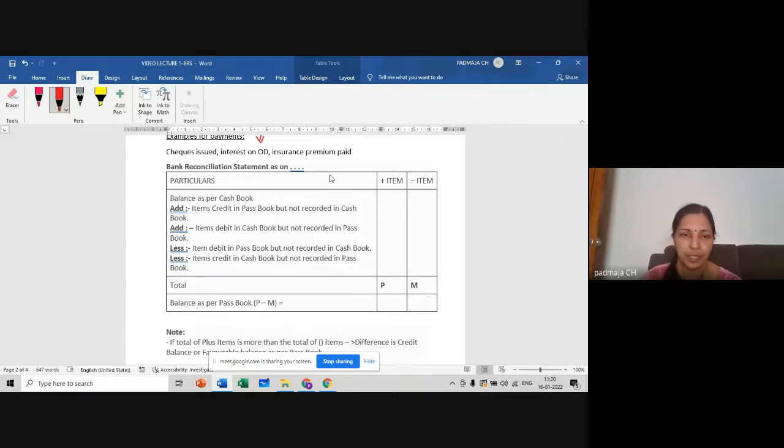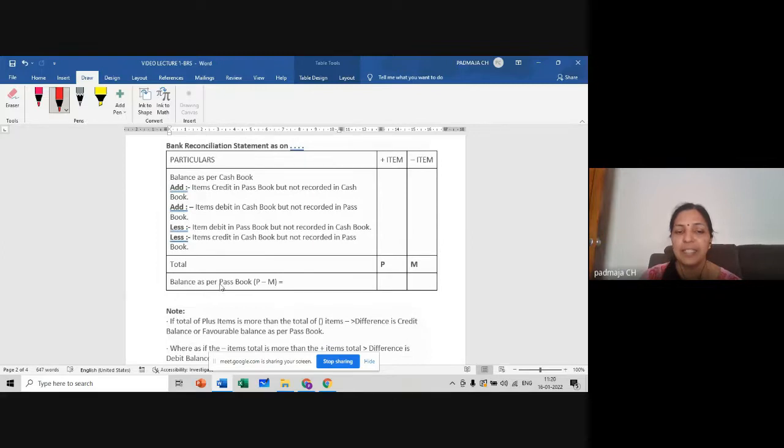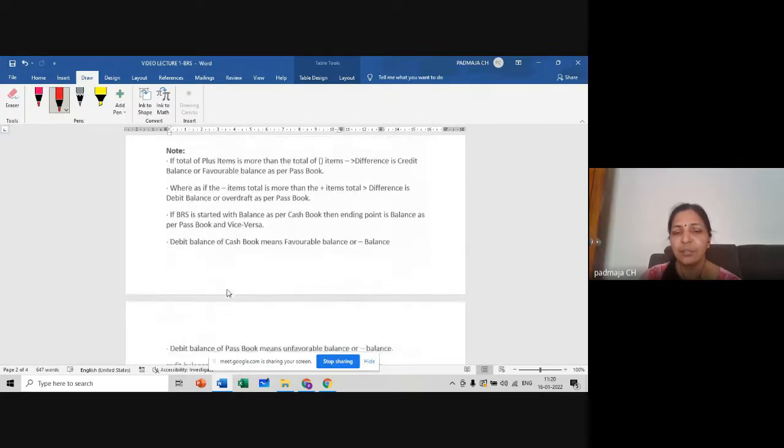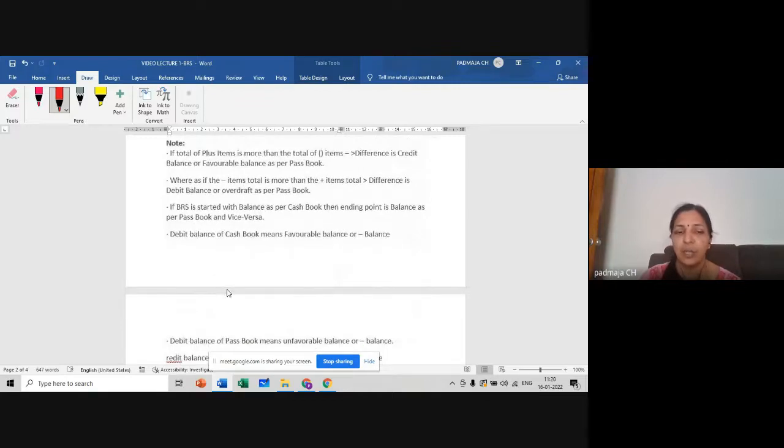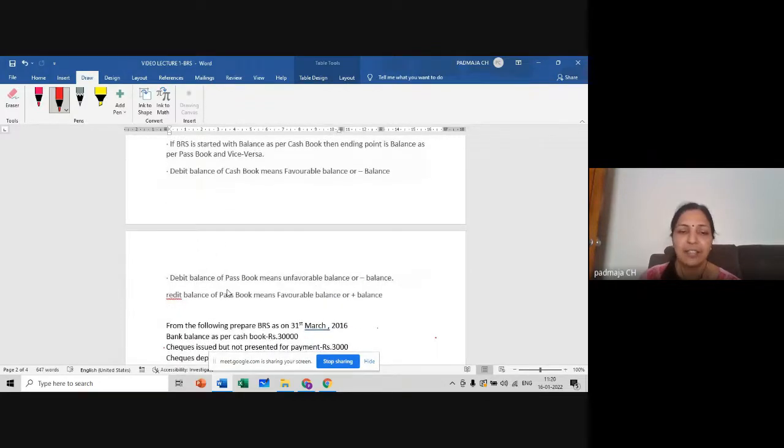So you need to write the date. Balance as per cash book, or they might give you balance as per passbook. So this is the starting point. If the starting point is balance as per cash book, what will be the end point? It will be balance as per passbook. Now I'll just try to tell you simple rules with the help of which you can prepare this bank reconciliation statement in an easier way.